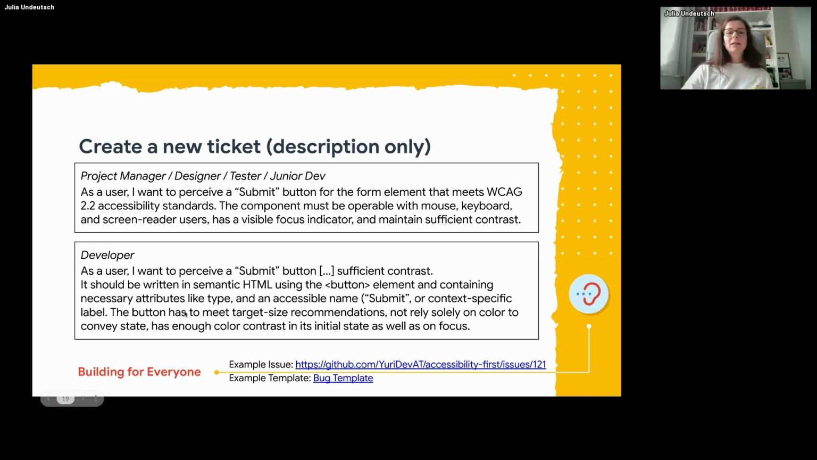And also that the button has to meet target sizes. So a button cannot be that small, because we have to fulfill every criteria. I think it's at least 24 pixels by 24 pixels. And when you want to reach AAA, then it has to be 40 or something.